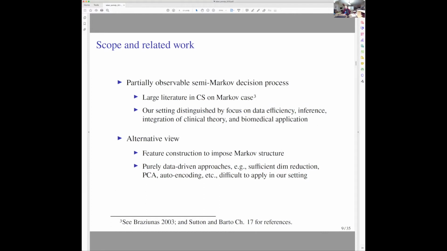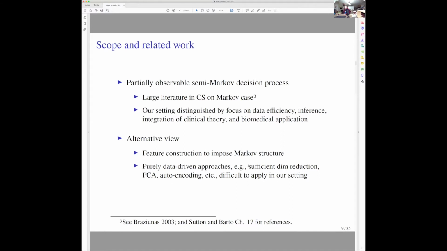Of course, there's another view of this. If you want to take a purely methodological view, you can just think about this as a general purpose and a pretty straightforward way of taking non-Markov data and making it approximately Markov by assuming there's some latent structure that is a good way to summarize the history, so that you can then apply all the existing MDP tools that we have. And it's in some ways preferable to purely data-driven approaches because you're using this clinical theory.